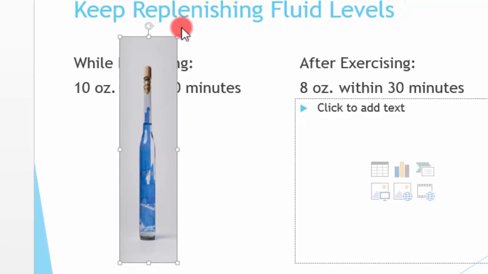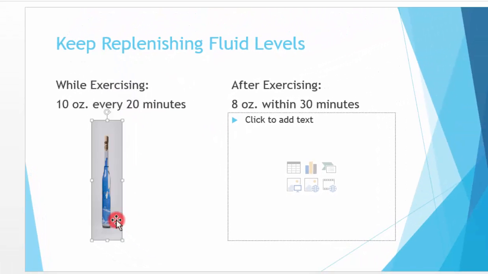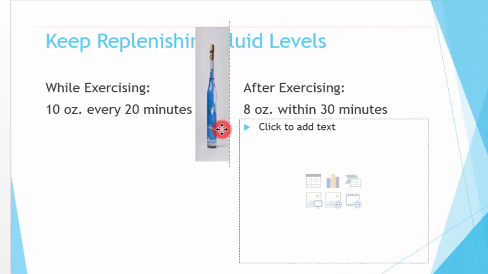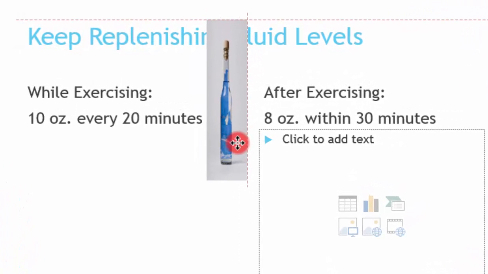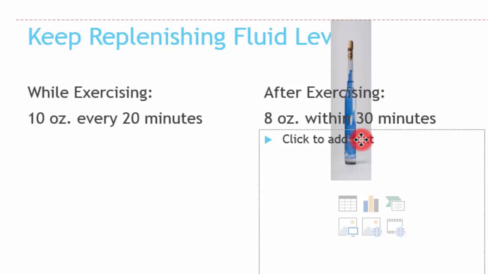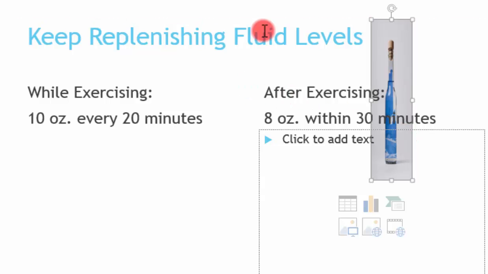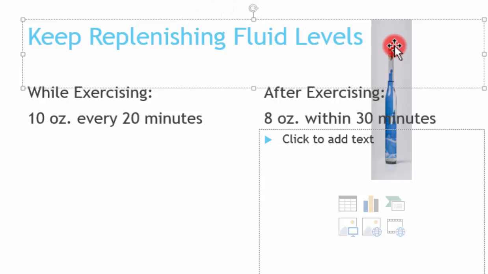Now, if we were to take this photograph and we want to move it around, notice that we have these little dotted lines everywhere. Those are called guides. Those are basically helping us know where to place our picture so it is lined up. Where the dotted line is now under keep replenishing fluid levels, it basically shows the top of that placeholder. See, if we were to click, notice that the image is now lined up with that placeholder.